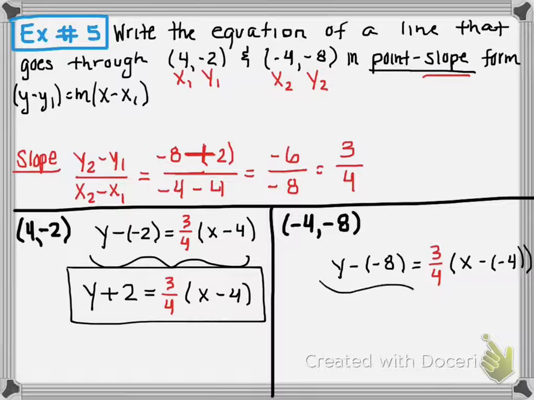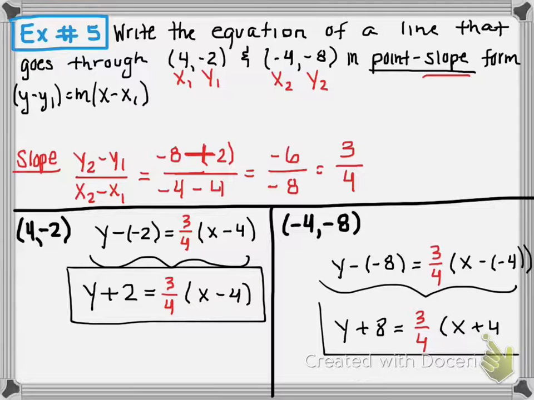So here we see a couple minus and negatives, and those you just want to change into plus signs. So it's going to become y plus 8 equals 3/4. And then that's going to turn into x plus 4. And that's the only work that you have to show there in terms of changing that into point-slope form. So you do not have to show both equations for every single problem. We only want to see one equation, but it doesn't matter which point you use.